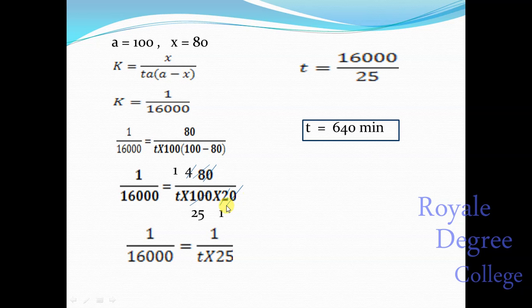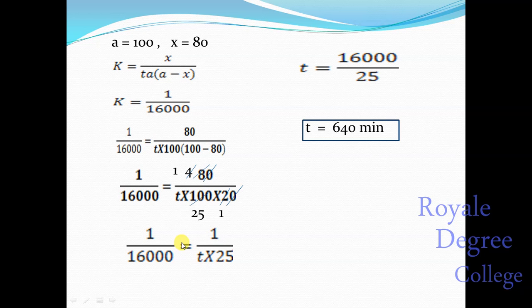Then we cancel both zeros. 2 ones are 2, 2 fours are 8, 4 ones are 4, 4 twos are 8, 4 fives are 20. So you will get here 1 by T into 25 is equal to 1 by 16,000.